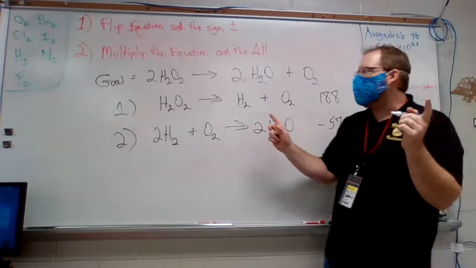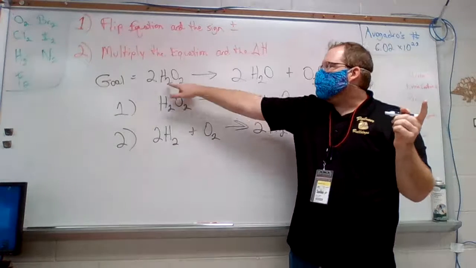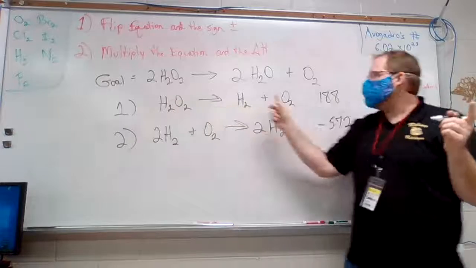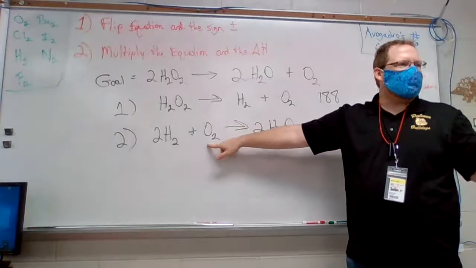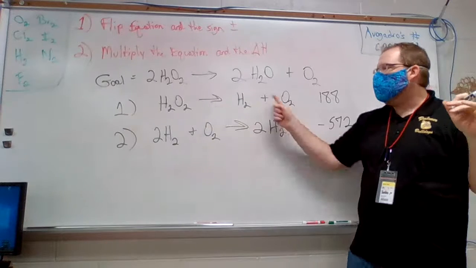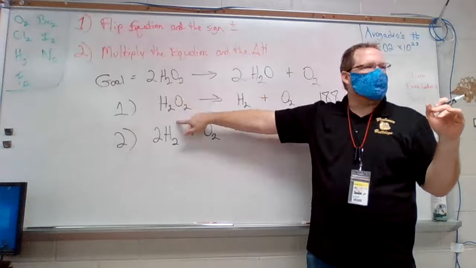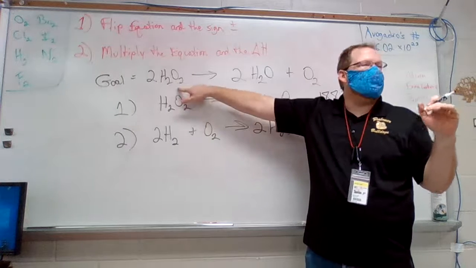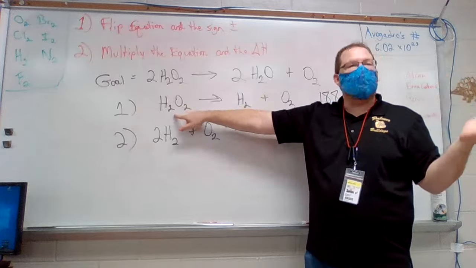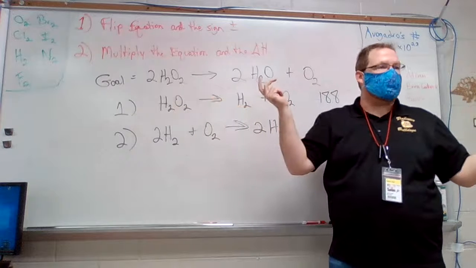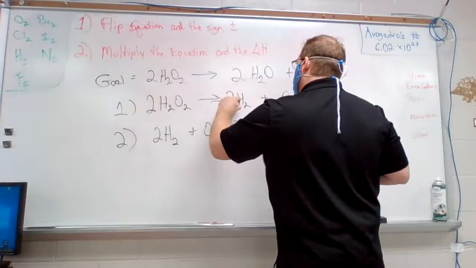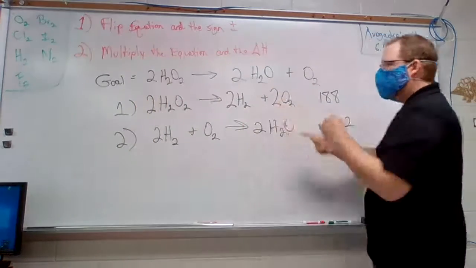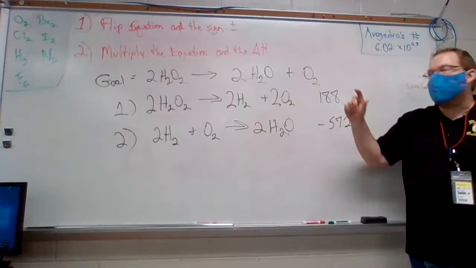Now, what's the only other thing I need to do? I need 2 of these, right? Now, that's going to mess up my oxygens, but I have other oxygens over here. So I think that'll work out later. What I only have 1 of is an H2O2, right? And I need 2 of them in my goal equation. So in equation 1, I know I need to double everything, right? So double everything. I put a 2 here, I put a 2 here, and a 2 there. I put a coefficient of 2 in front of the whole thing.